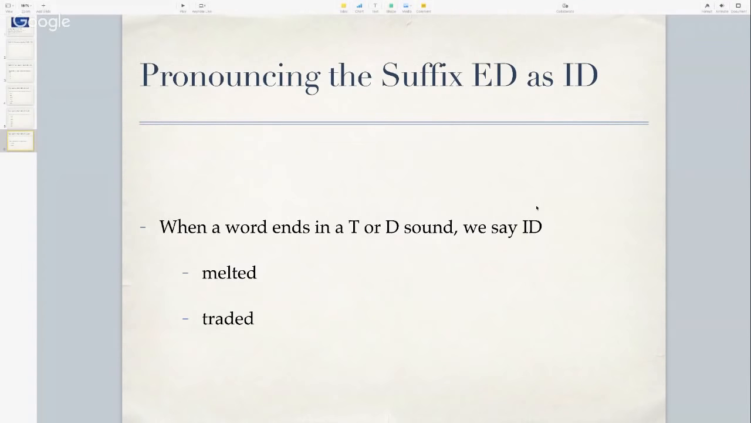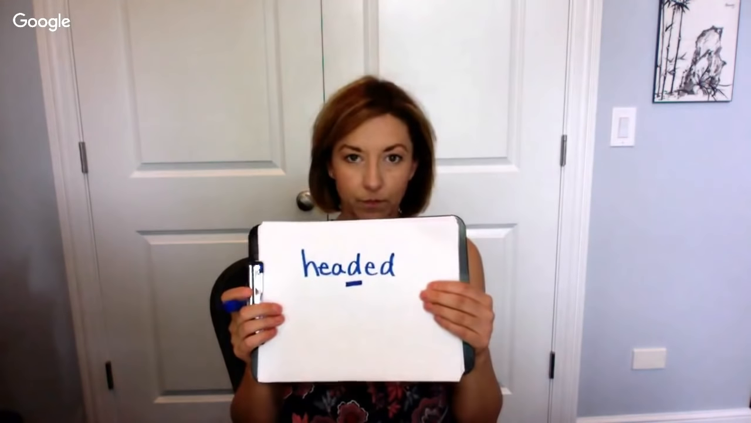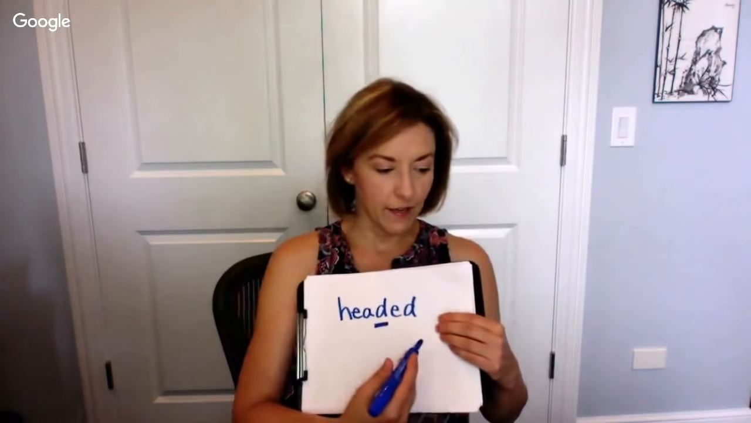which sound are you hearing there at the end? Head. You're hearing a D sound. So because you're hearing that D sound right here, you're going to add an id. Headed. Okay. So that's a great question, actually, because you want to break it down. You have the word head, d, d, d. Headed. Okay.